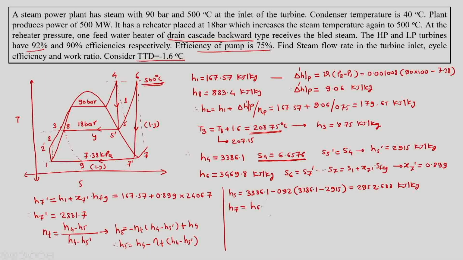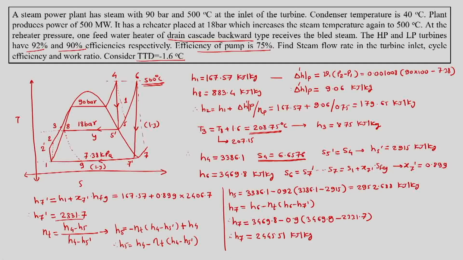Similarly, we can find H7 using the same formula as H6 minus turbine efficiency into H6 minus H7 dash. So we have H6, which is 3469.8, minus turbine efficiency. For the low pressure turbine, efficiency is 90%, H6 is 3469.8 minus H7 dash, which is 2331.7. So we get H7 as 2445.51 kilojoule per kg.